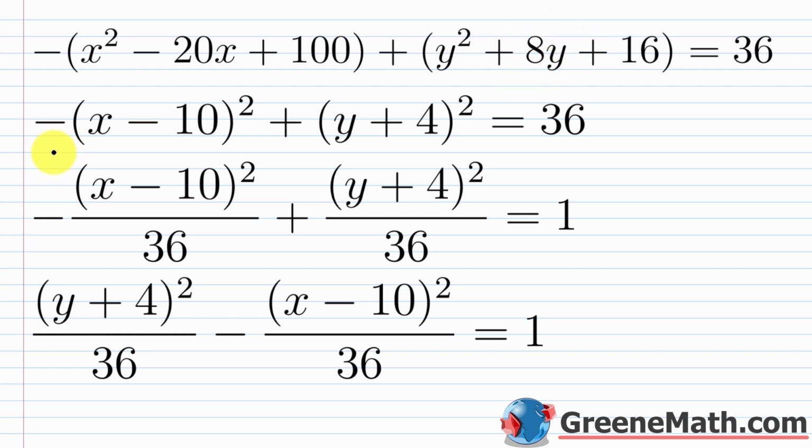So you end up with the negative of x minus 10 quantity squared plus y plus 4 quantity squared is equal to 36. Divide everything by 36 because you want the right side to be 1, and you get the quantity y plus 4 squared over 36 minus the quantity x minus 10 squared over 36 is equal to 1.